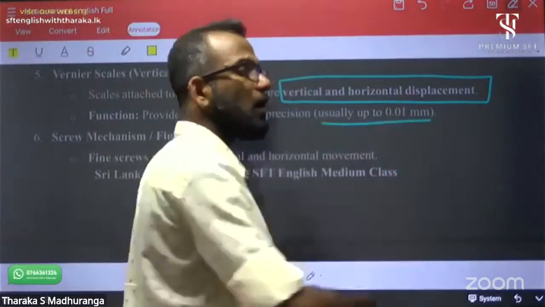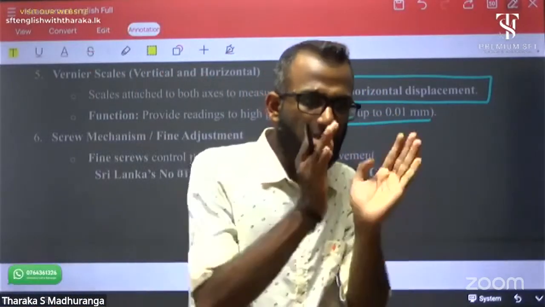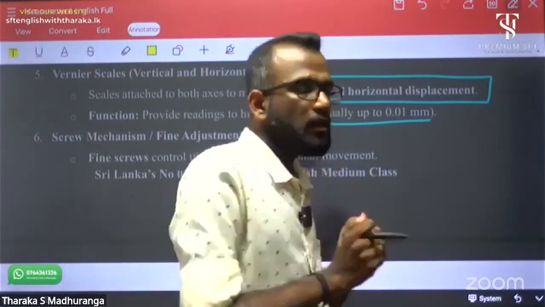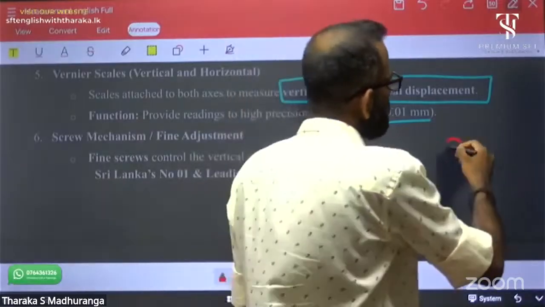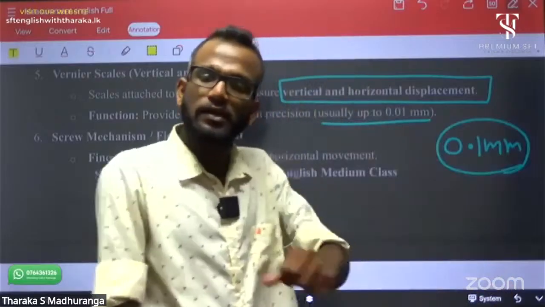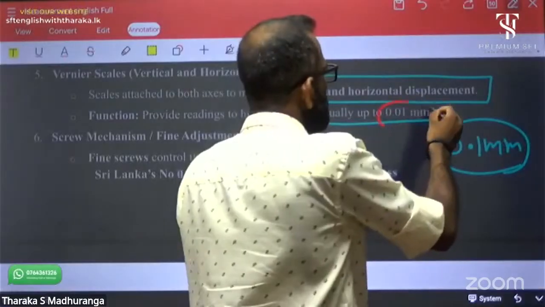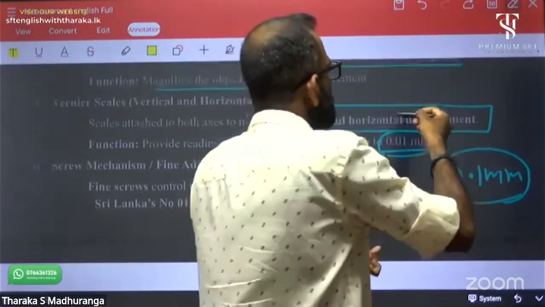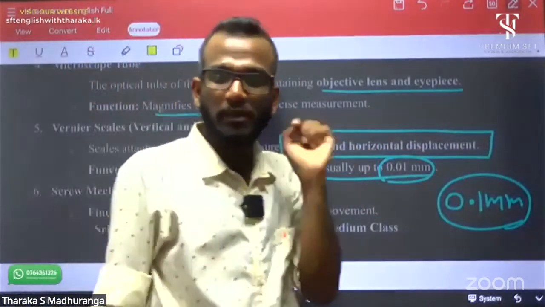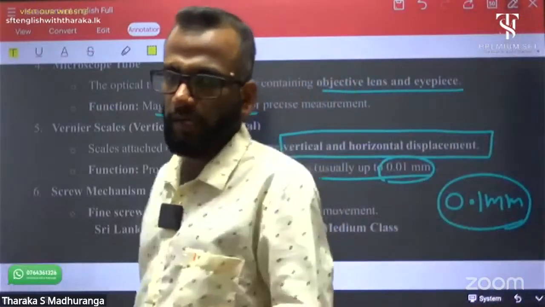This is the least count of the instrument. Normally the least count, the minimum reading of the traveling microscope, is 0.01 millimeter. Normal vernier caliper is 0.1 millimeter, but traveling microscope is 0.01 millimeter. That means 1 millimeter divided into 100 parts. It is similar to a micrometer screw gauge.